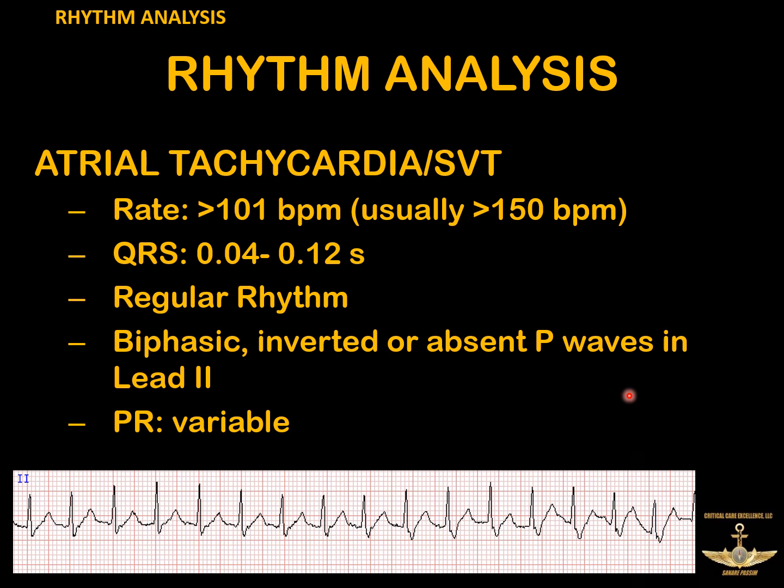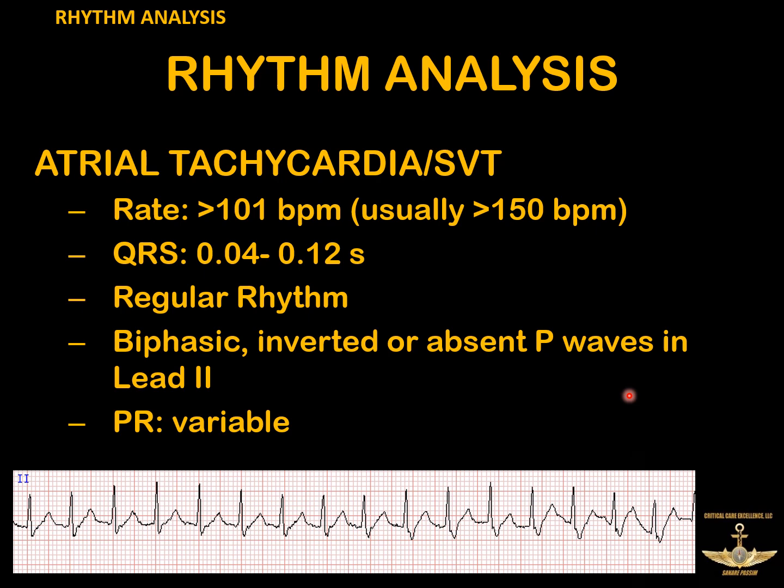So as we use our systematic approach to dealing with this, we'll look at our rate, which is going to be greater than 101 because it is tachycardic, and it's usually going to be greater than 150. Now that's not ironclad, but usually greater than 150, which is one way that it sets it apart from sinus tach. The QRS duration is going to be narrow because it comes from above the ventricle, so usually 0.04 to 0.12 seconds.